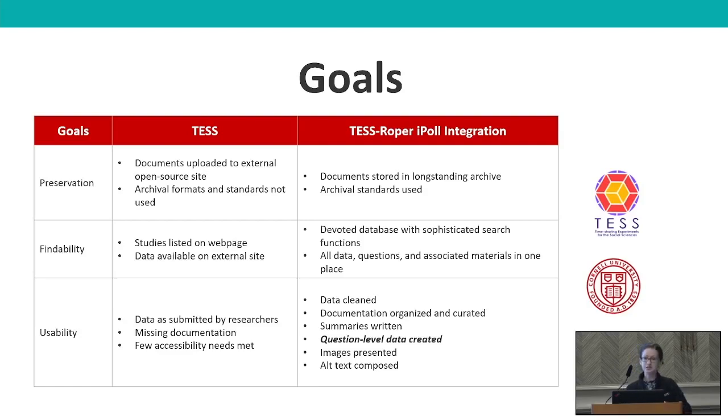So our next goal was to increase findability. And prior to our grant, each of the more than 200 studies could only be found on a single web page in a long list organized by year of publication. So while it may not currently be unwieldy for some familiar with TESS, as the project continues over the years and the list increases in length, it could certainly become so. And additionally, once you navigated to a specific study, you would then be redirected to the external site to access the data.